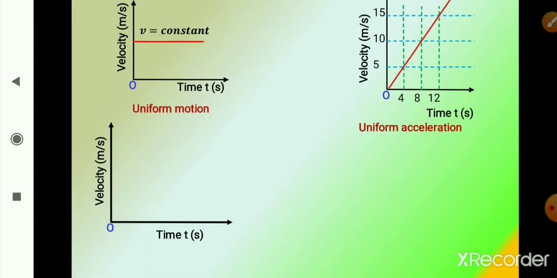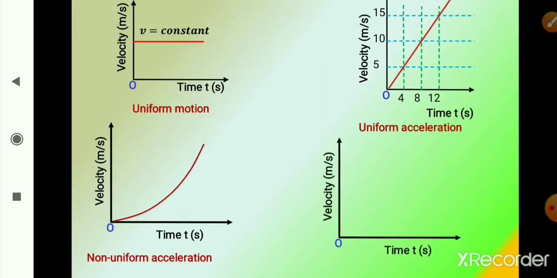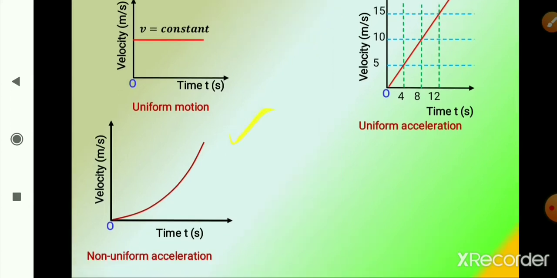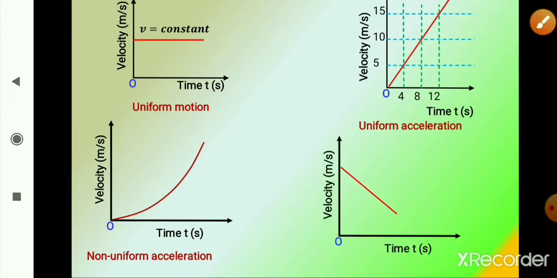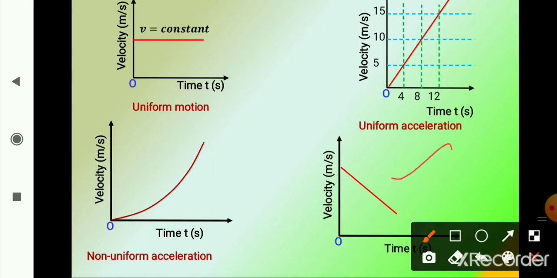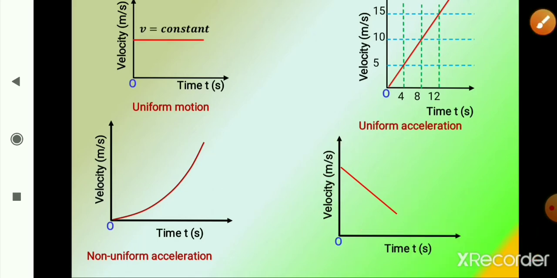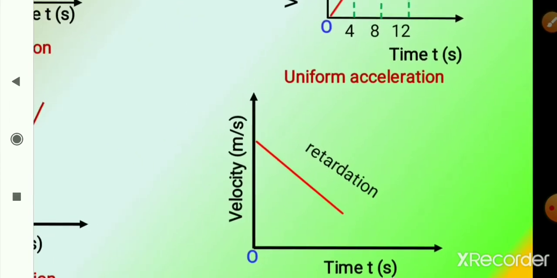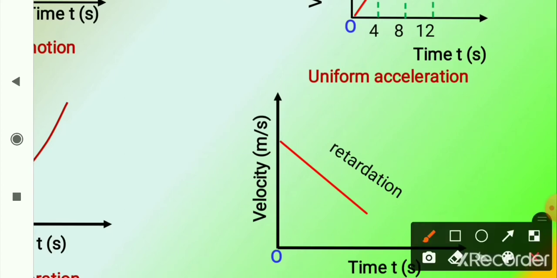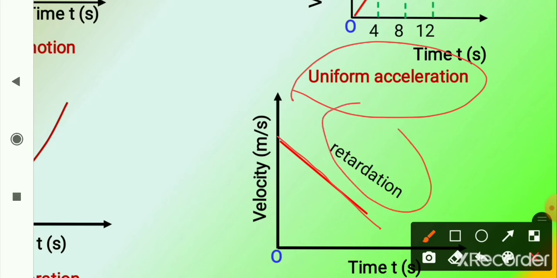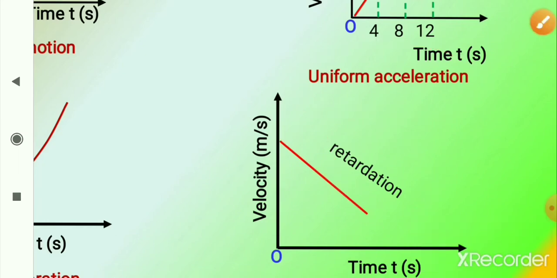And now see, if we have a curved line, this is non-uniform acceleration. And here look at it, this is also a straight line, but here the slope is negative, and this is retardation or negative acceleration. See, this is a straight line. So it is uniform acceleration only, but uniform negative acceleration, and negative acceleration is also called retardation.